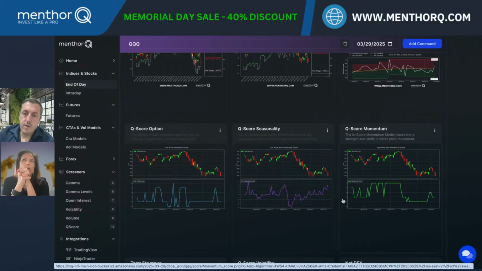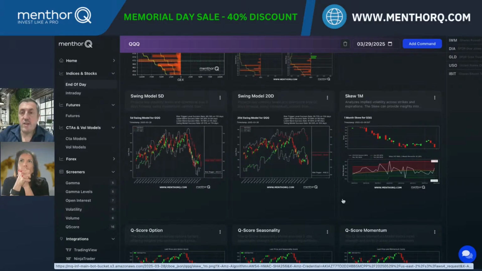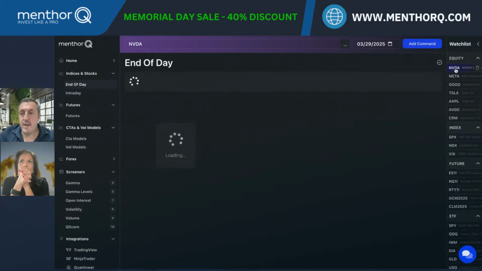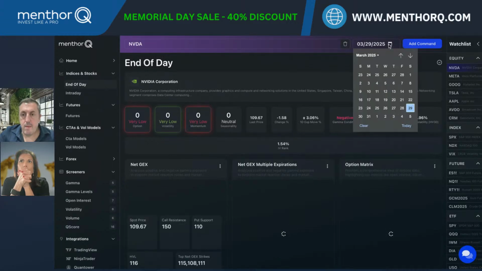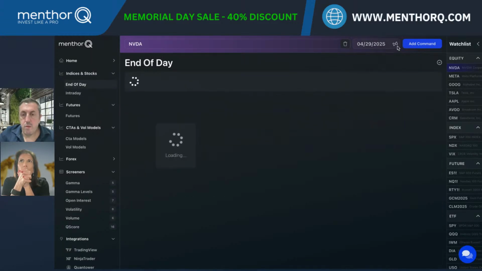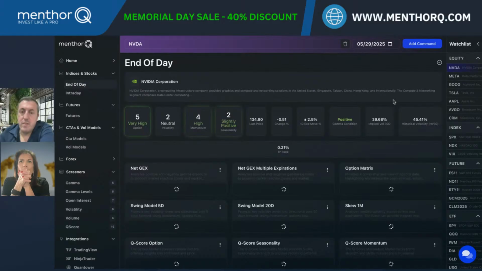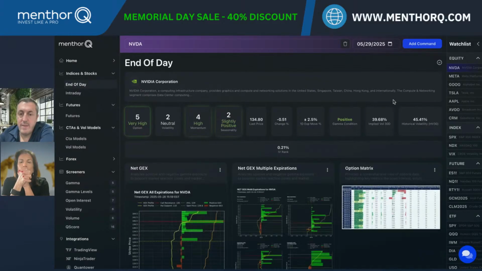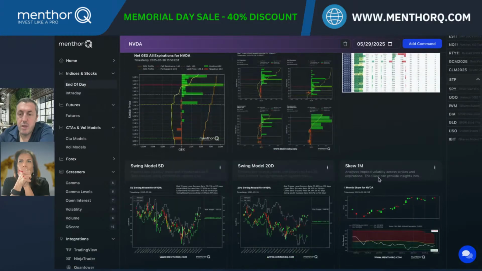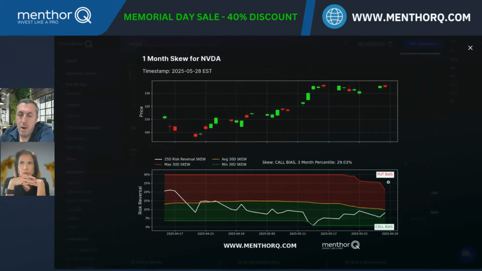How would we use skew? Skew, very interesting. So let's go back to NVIDIA and let's go back to today. Skew basically is built on out of the money options. So we're looking at the 25 delta option, both on the call side and the put side, and we're looking at how the market is pricing them, looking at volatility. And basically what you see here is that call options are more expensive than puts. So the market is willing to pay more for an upside risk than a downside risk.